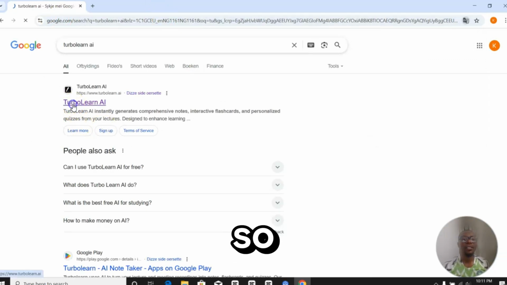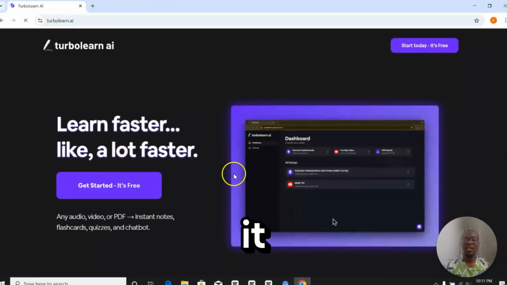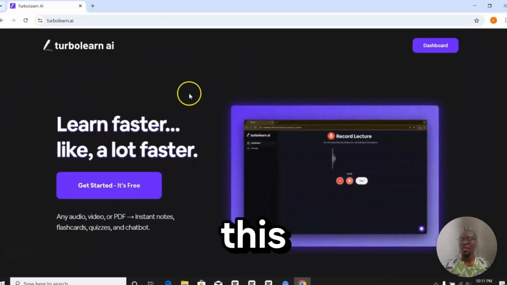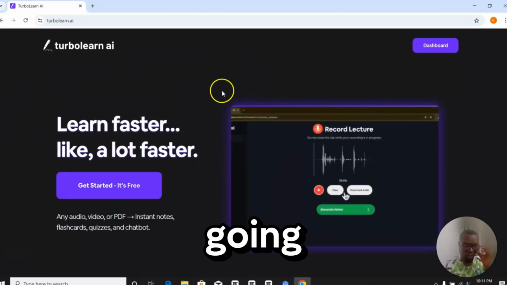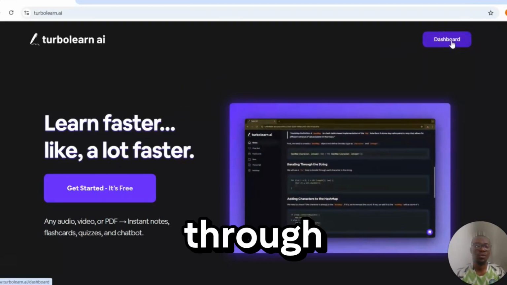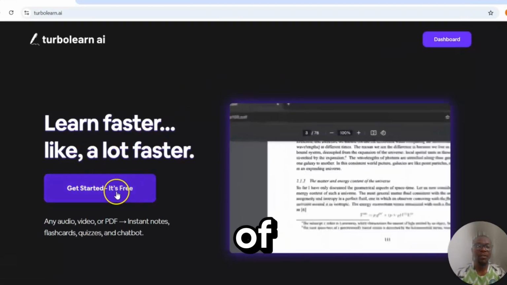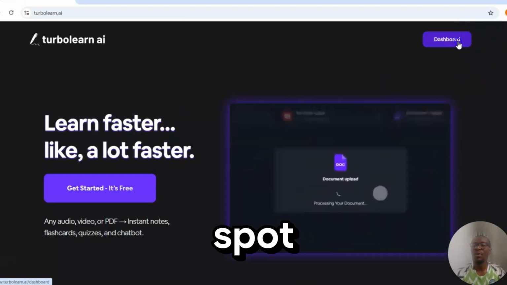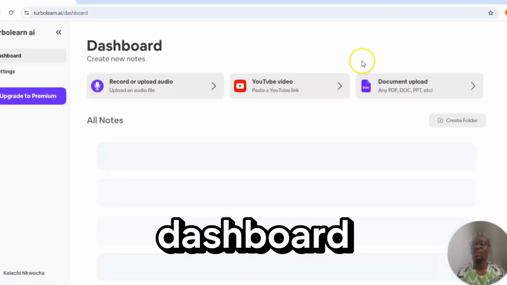I'm not there yet. So I'll click on this and it will take us there. Now, this is the first thing you're going to see, the interface you're going to see when you get to Turbolearn AI. I prefer you go through your dashboard, okay? Either of these will take you to the exact spot. So let's click on your dashboard.